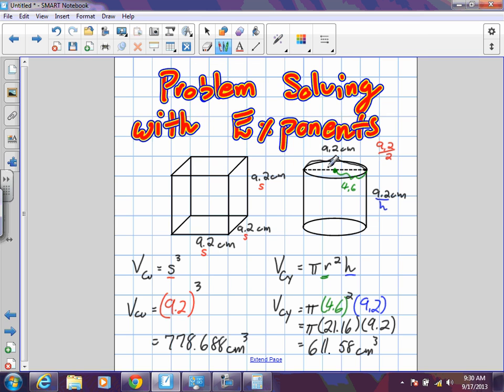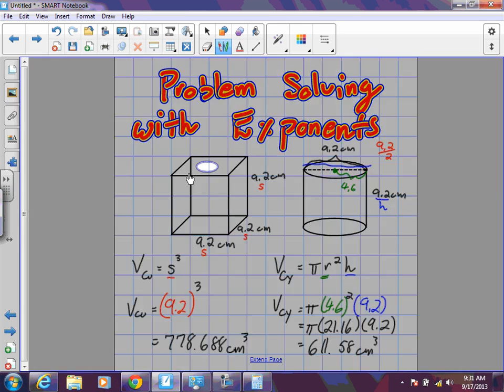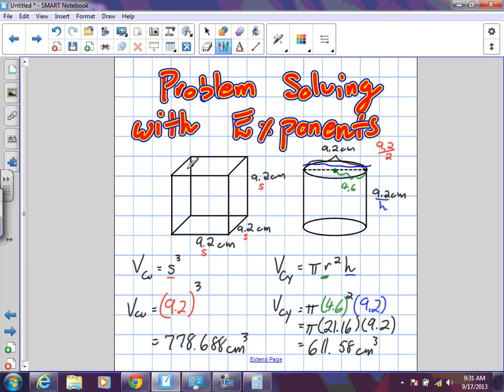Really, if the diameter is 9.2, that means that this cylinder would essentially fit in like that, and then have lines coming straight down. So we'd have all this area in here larger in the cube that we wouldn't have before. Okay, so keep that in mind. It makes sense intuitively that the cube would have a larger volume in this case.